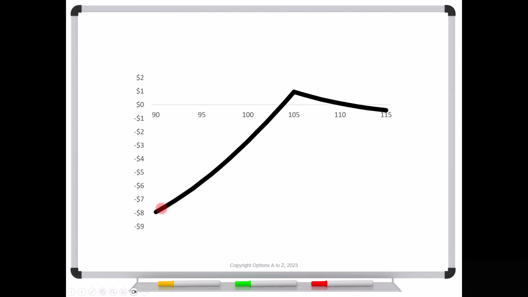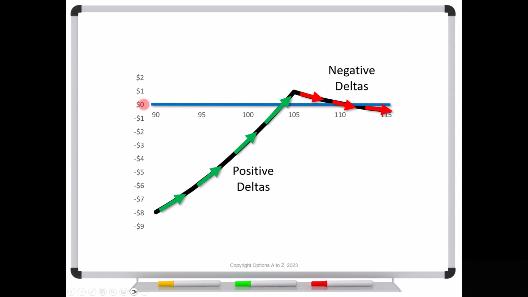So what happens here is you have positive deltas as the stock rises, but look what happens on this side. You go to negative deltas. You see, they flipped on you. They have rolled over from positive to negative. Now keep in mind that your zero line is right here.